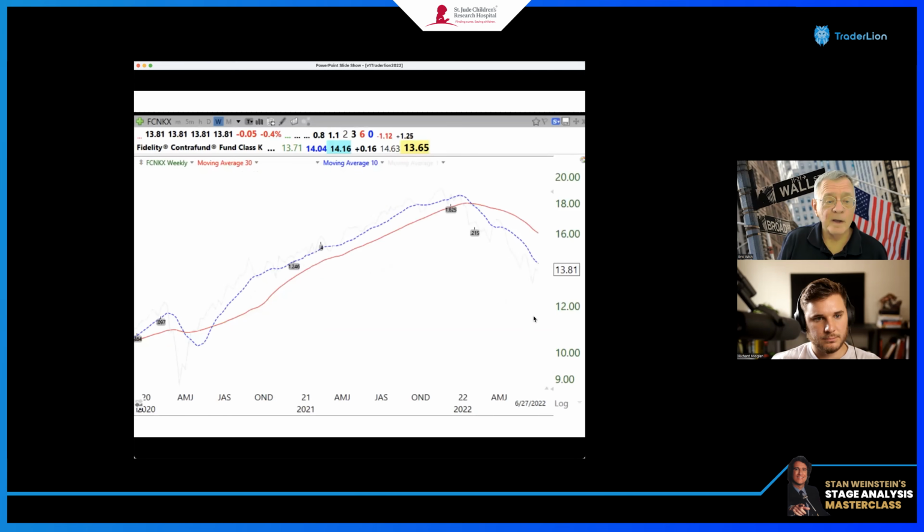All right, I wanted to just show you, this is Fidelity Contra Fund, which invests in growth stocks. You can apply the same thing to mutual funds. All right.